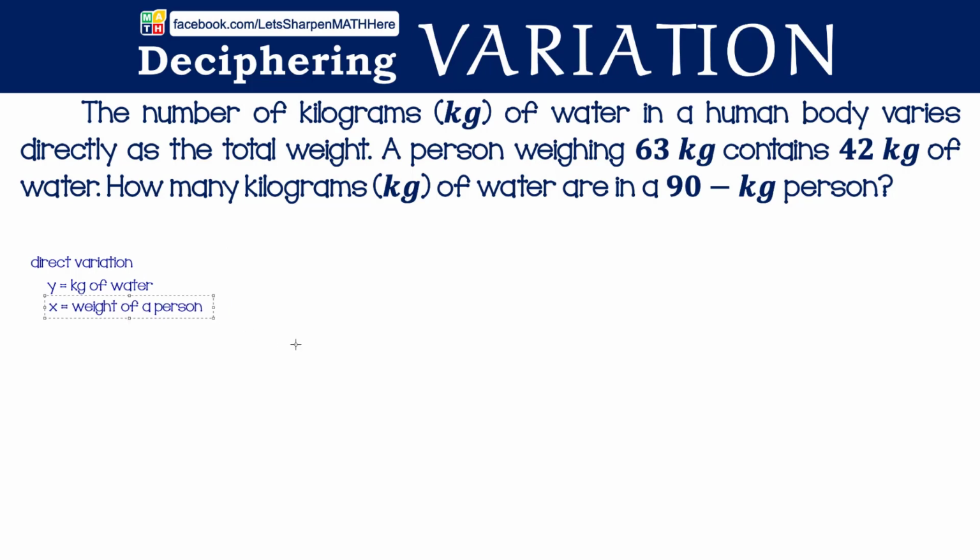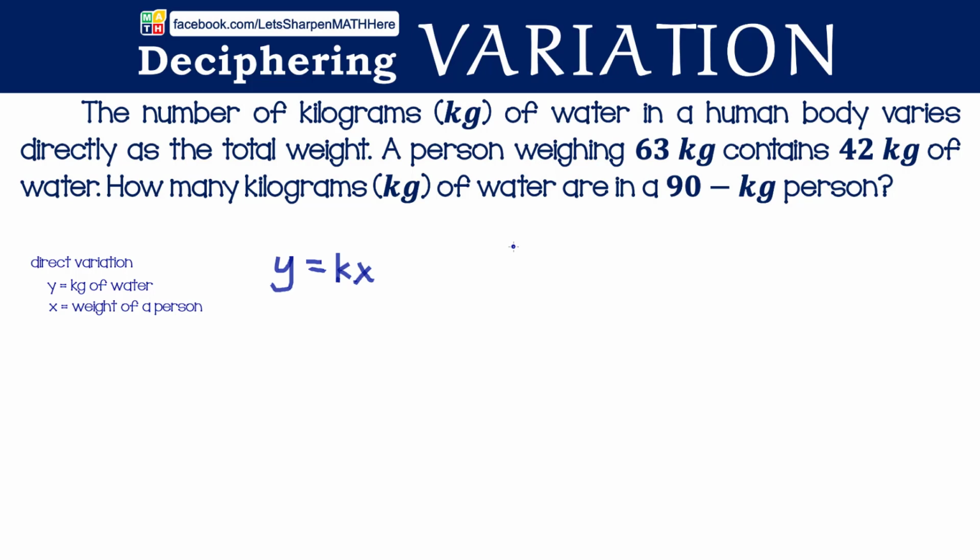We will be using these representations in solving later because the correct mathematical equation that corresponds to any direct variation statement is given as y is equal to kx, where k is known as the constant of variation or constant of proportionality. We will then plug in the values here later in order for us to solve the unknown, how many kilograms of water are in a 90 kilogram person.